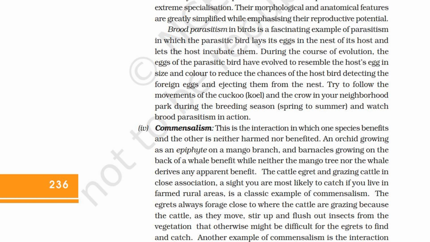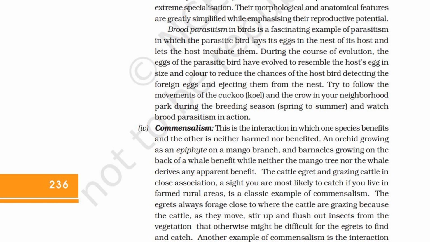Brood parasitism in birds is a fascinating example of parasitism in which the parasitic bird lays its eggs in the nest of its host and lets the host incubate them. During the course of evolution, the eggs of the parasitic bird have evolved to resemble the host's egg in size and color to reduce the chances of the host bird detecting the foreign eggs and ejecting them from the nest. Try to follow the movements of the cuckoo, koel, and the crow in your neighborhood park during the breeding season, spring to summer, and watch brood parasitism in action.